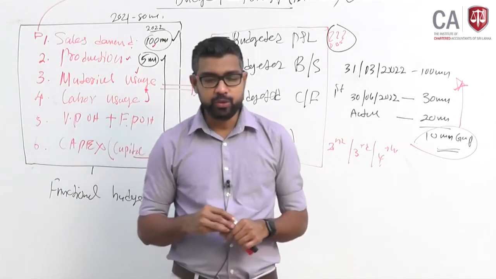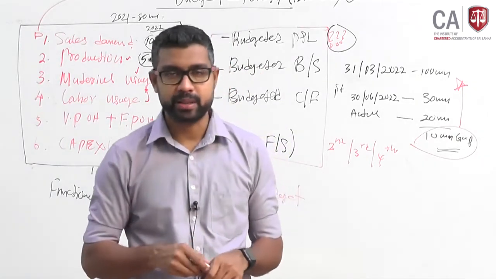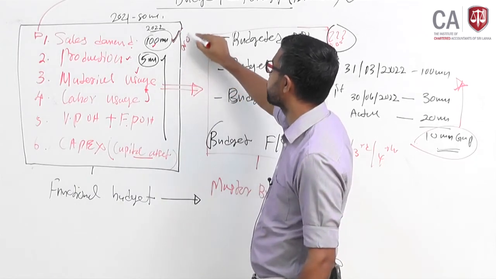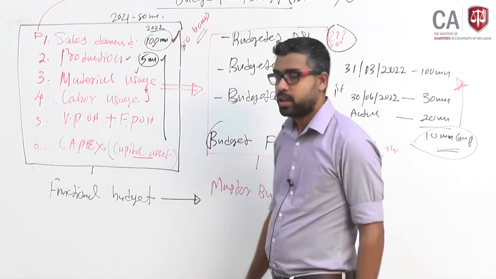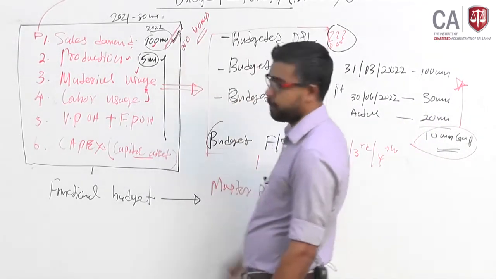Provide a means of performance evaluation. KPIs you can set based on the budget. If you don't achieve 100 million sales, no bonus. Simple as that. If you don't hit this, this is called the top line, sales.